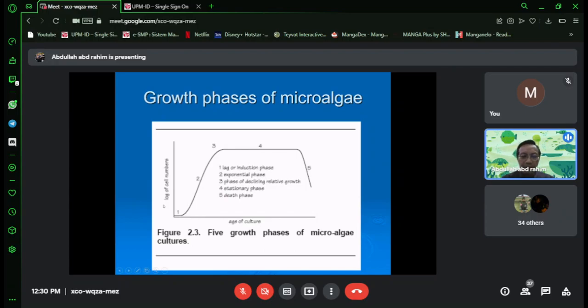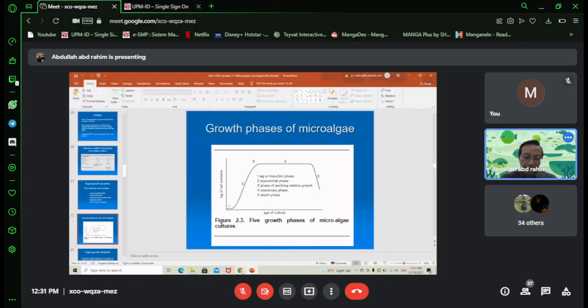So from the lag phase, it goes up, the exponential phase, and then you have a lag, or what do you call this, the declining growth, stationary, and after a while when you have lack of nutrient or light, okay, or maybe some contamination or toxicity, then it will die, and that is the death phase, and that is called the stage number 5.